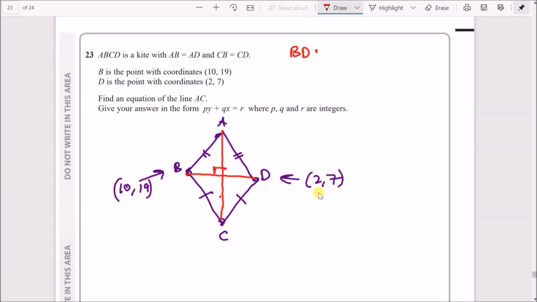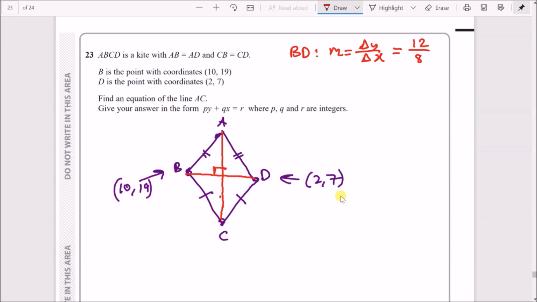We can say for BD, we can work out the gradient of that line. Well, the gradient of that line is always the change in y coordinates over the change in x coordinates. And we need the points of B and D to do that. So looking at the points of B and D, the change in y coordinates would be 19 take away 7, which is 12, and 10 take away 2, which is 8. Okay. And well, you could simplify that if you want, yeah? But we could do that in the next step.